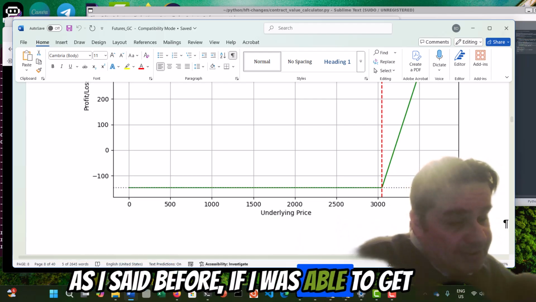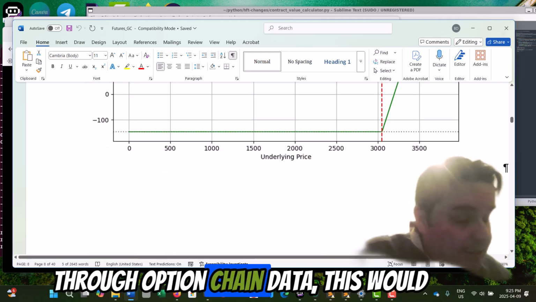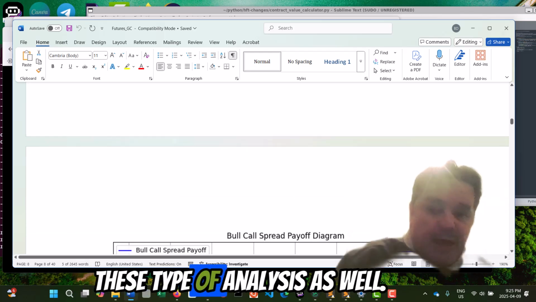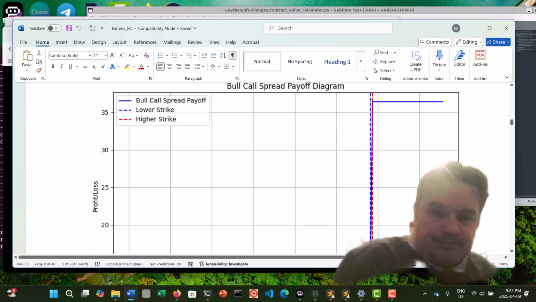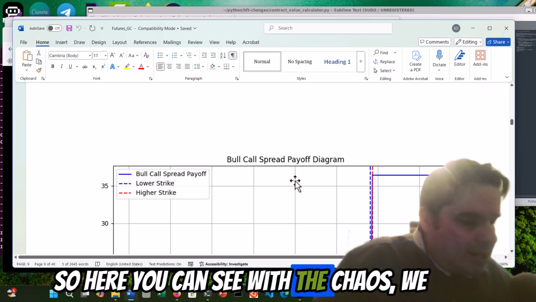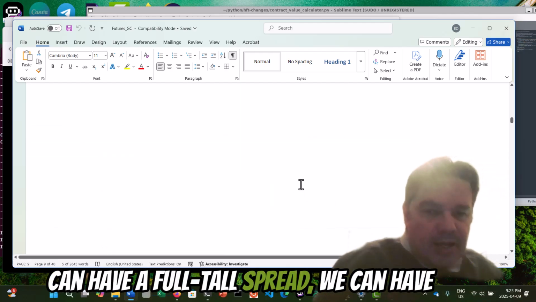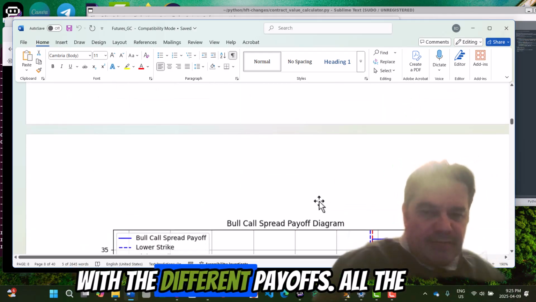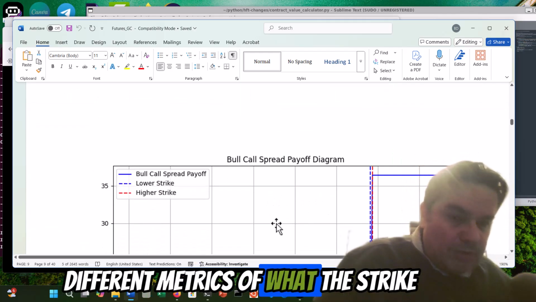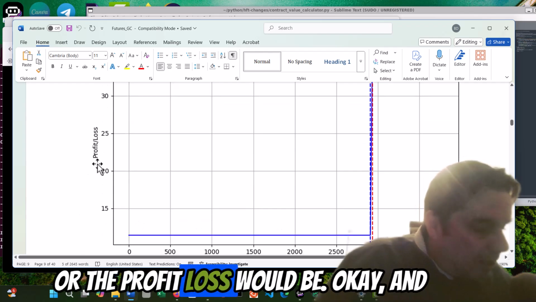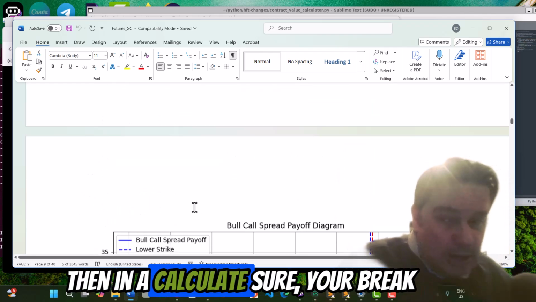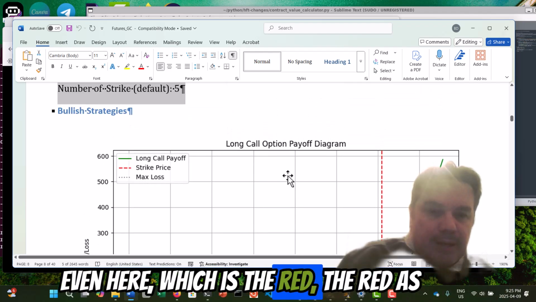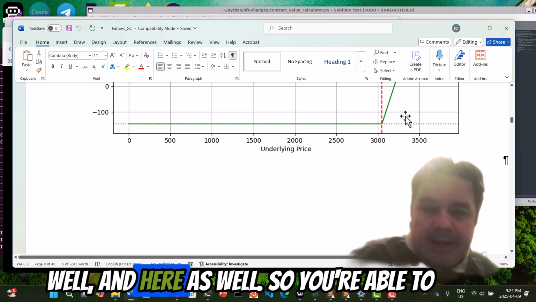As I said before, if I was able to get true option chain data, this would be a lot more valuable for this type of analysis. So here you can see with the payouts, we can have a bull call spread, we can have a long call option, and these are all with different payoffs, all the different metrics of what the profit or loss will be. Okay, and then it calculates your break even here, which is the red as well, and here as well.